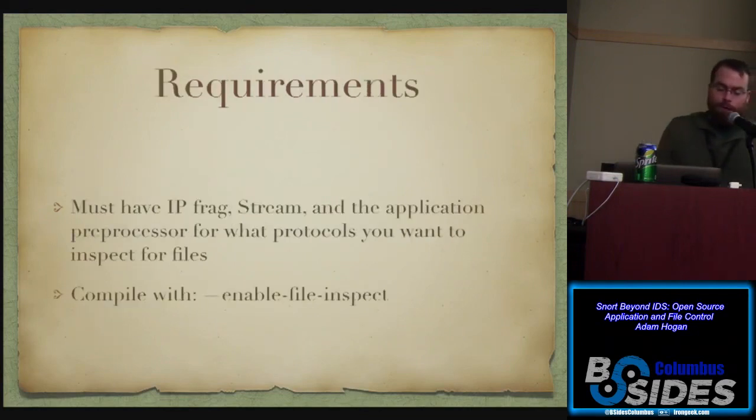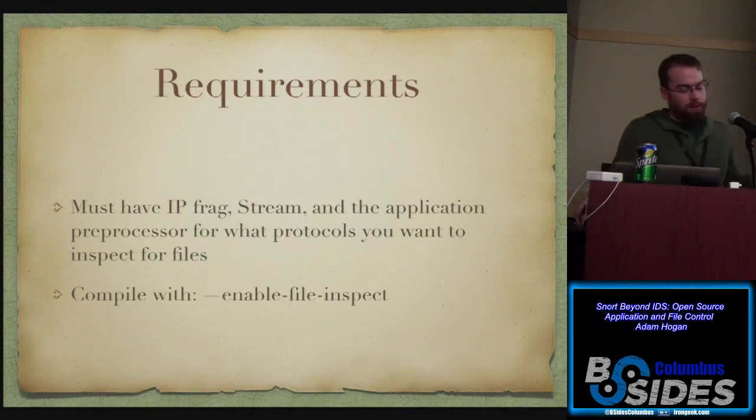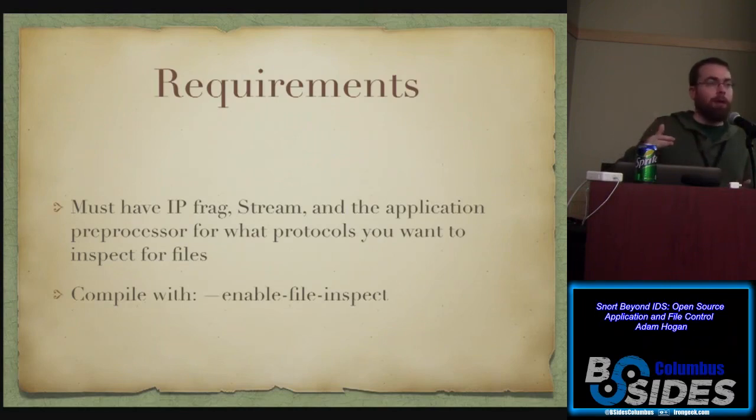So what are the requirements? I mean, you have to have those other preprocessors, and they're all on by default. But you have to rebuild TCP or IP fragments, you have to assemble a TCP stream, because if you don't do that, then we can't see the application layer to know how FTP or an email attachment works, right? So you have to be able to reassemble this data. But again, all those things are on by default.